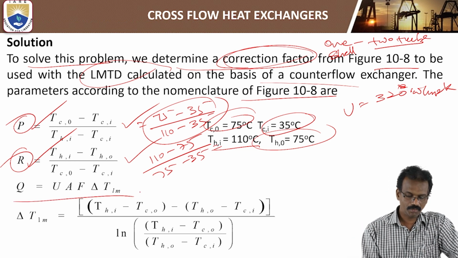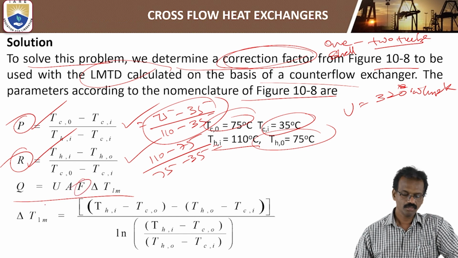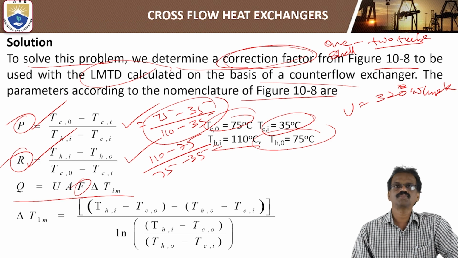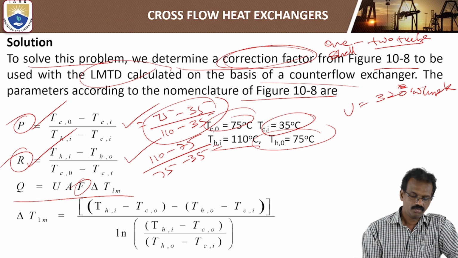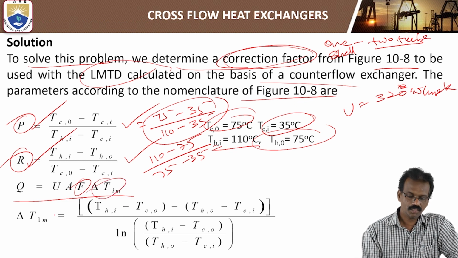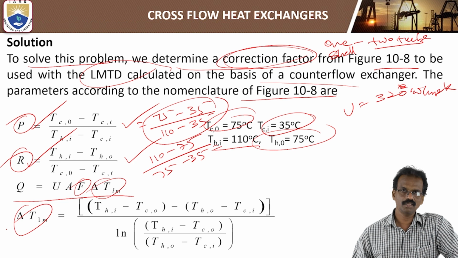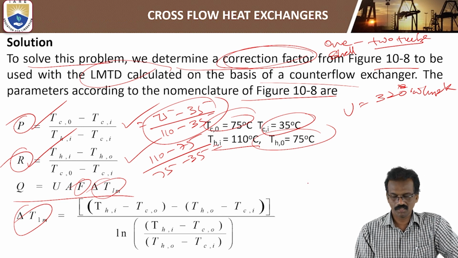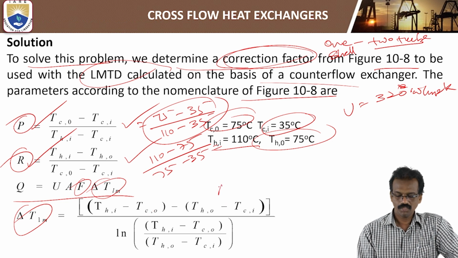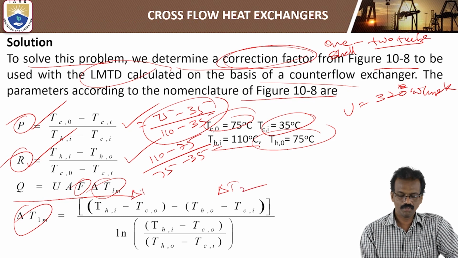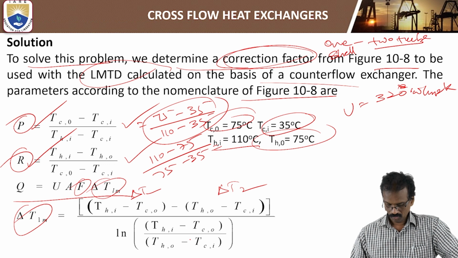You know the same formula. Here we will see the F factor, except this, the formula is the same as for the counter flow exchanger. Q is equal to U A F into delta T LM. You know the formula for delta T LM, in terms of delta T1 and delta T2. Delta T1 is hot fluid inlet minus cold fluid outlet. Delta T2 is hot fluid outlet minus cold fluid inlet. Same formulas.